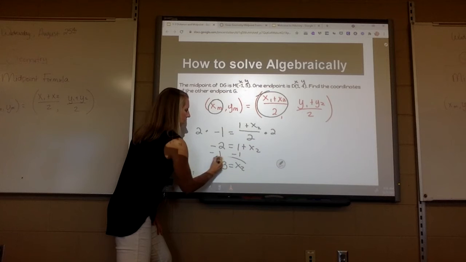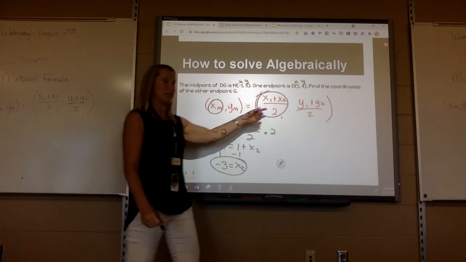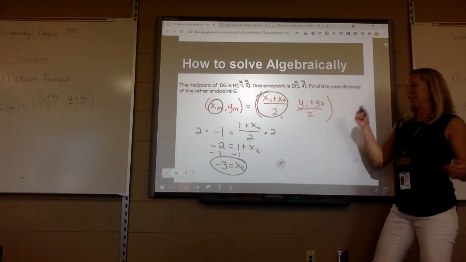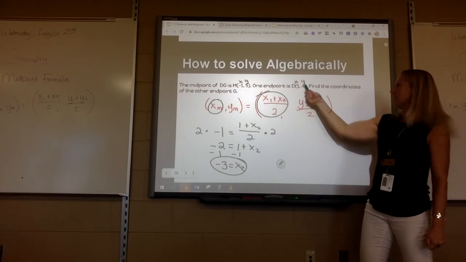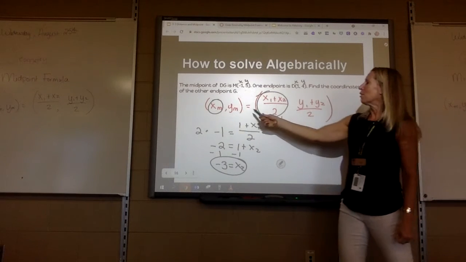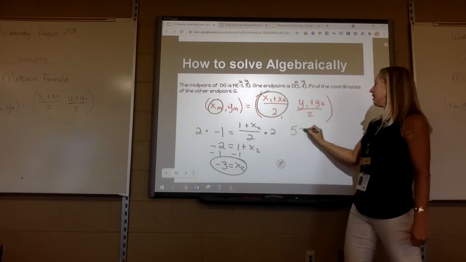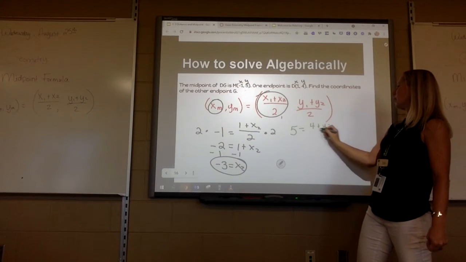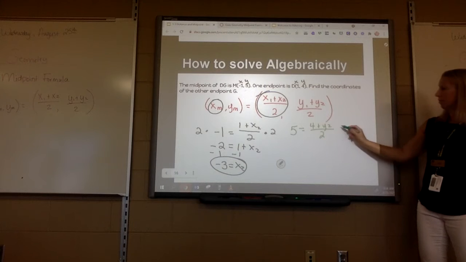-3. So that's going to be my x2 coordinate. I still got to get the y's. How did you determine the x1? Oh, right here from here? Exactly. Okay. So now my y value is 5. So y1, which is 4, plus y2, divided by 2. I don't know y2. So I got to get rid of the 2 on the bottom.